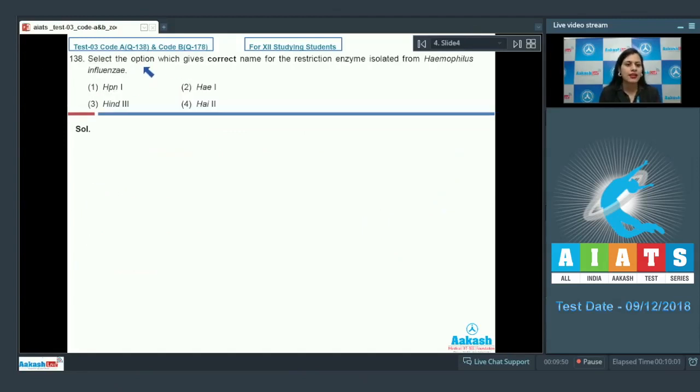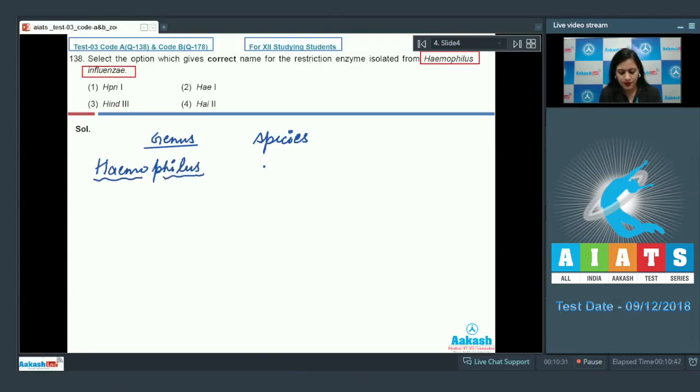Question number 138. Select the option which gives correct name for the restriction enzyme isolated from Haemophilus influenzae. So this is the name, Haemophilus influenzae. And we know that the nomenclature for restriction endonucleases would be based on the genus and the species. The genus given is Haemophilus, and the species is influenzae. So the nomenclature would be this H and two initials from the species, IN. So the correct name for this restriction enzyme will start from HIN.